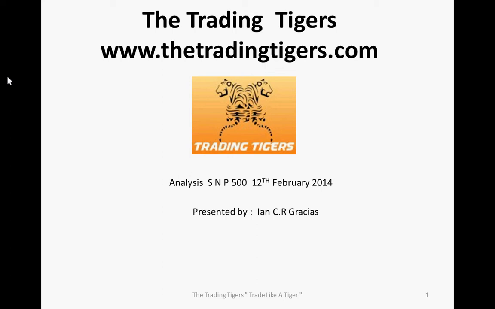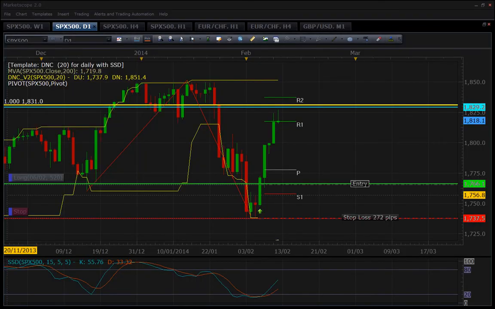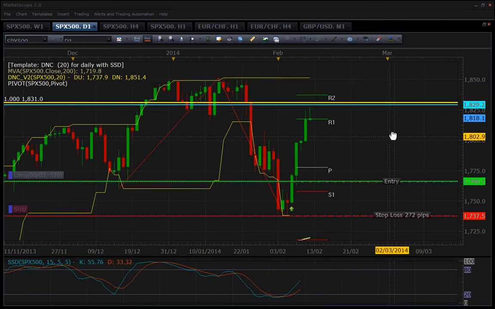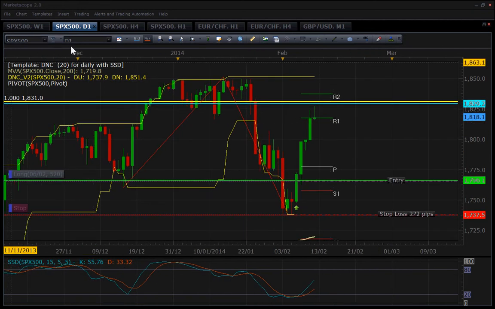Today, 12th of February 2015, I'm going to do an analysis on the S&P 500. So you've read the disclaimer, which I've just previously shown earlier. This is my chart. This is the daily chart of the S&P 500.